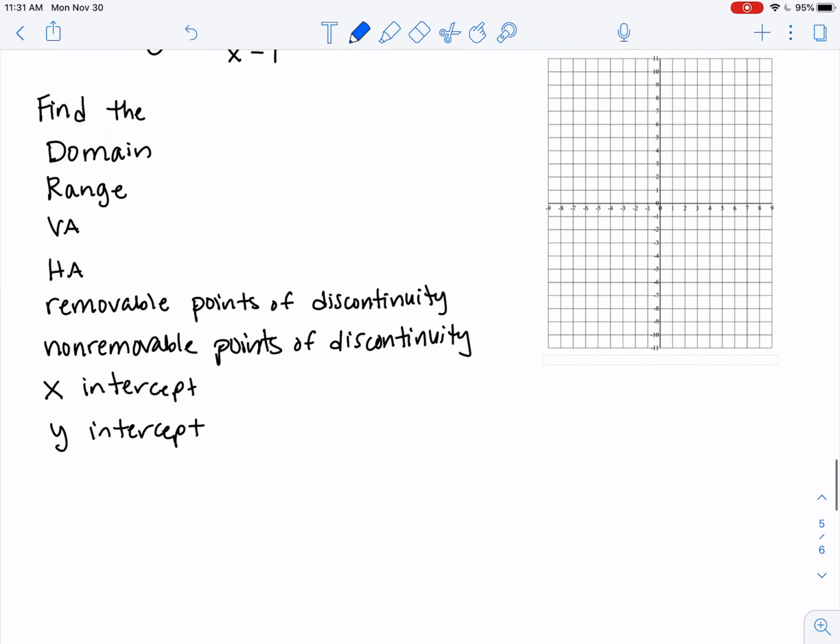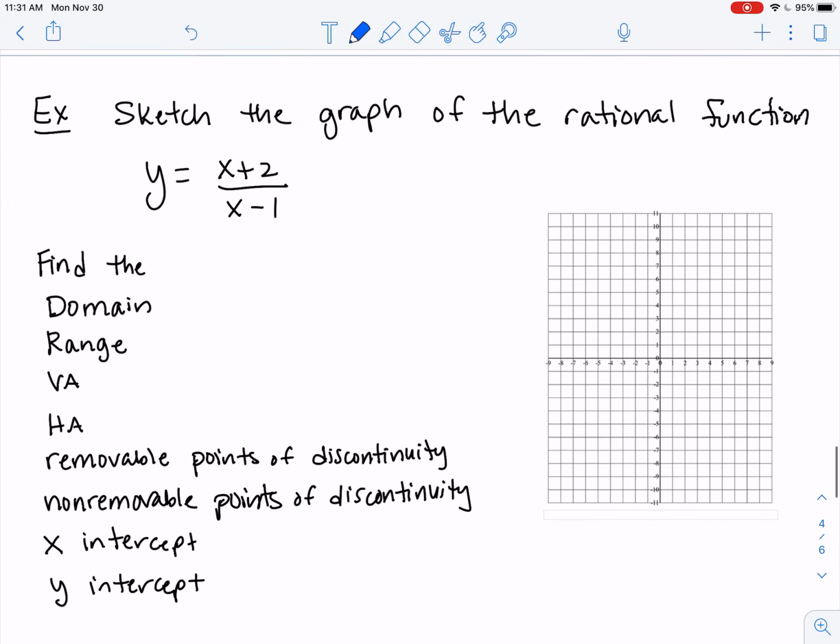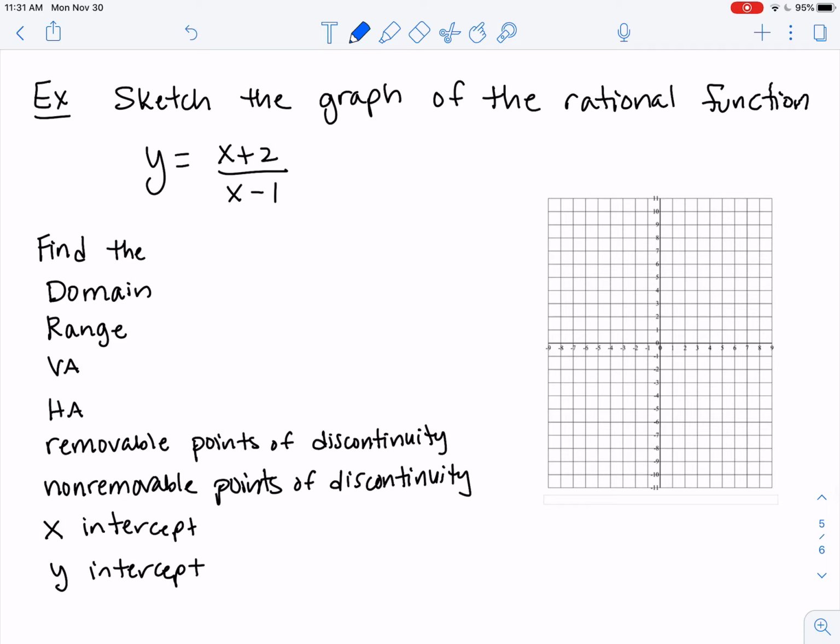All right. I do believe this might be our last example. I'm double checking, yes. All right, so last example here. Sketch the graph of the rational function. So I have x plus 2 over x minus 1. This is where we're just going to put it all together. Okay, so here's what I know. Domain and range, I tend to do those a little later. I will look for my points of discontinuity and my asymptotes first.